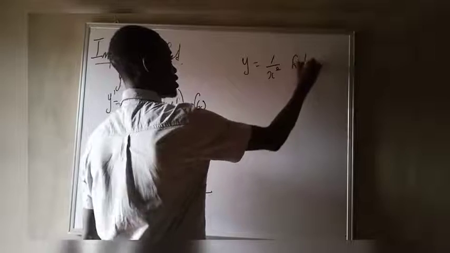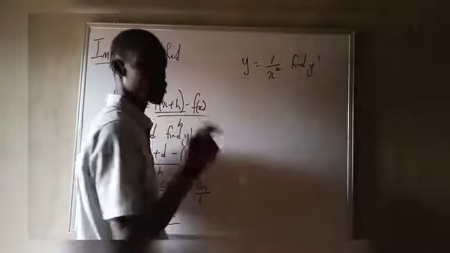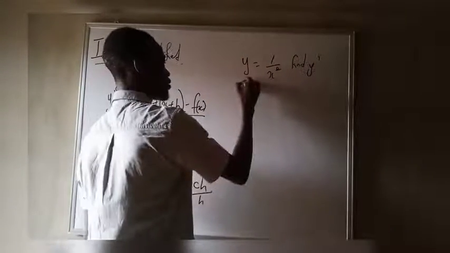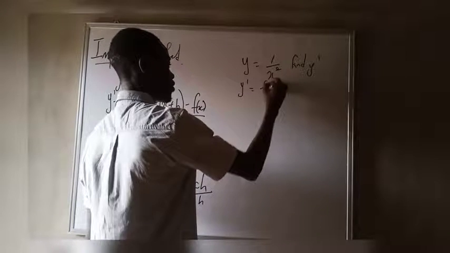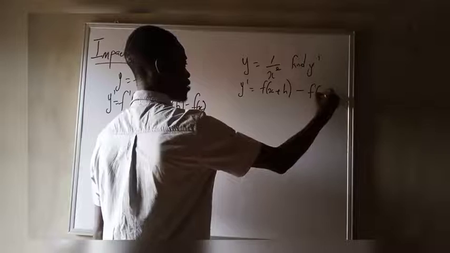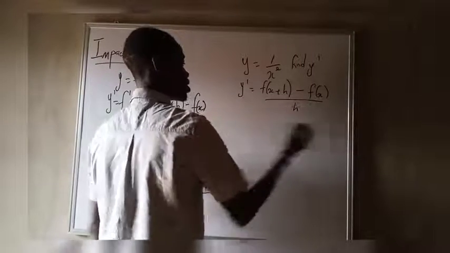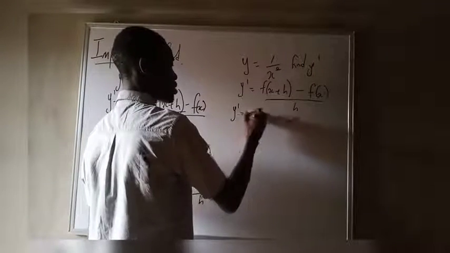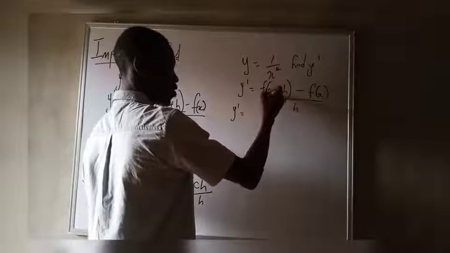They said we should find the value of y prime from the first principle. And how can we solve it? The same thing, y prime will give us what? The formula says f of x plus h minus f of x divided by h. So let's proceed. That will give us y prime is equal to what is f of x plus h?